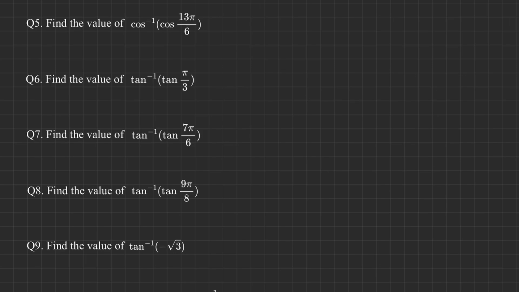So here in question number 5, we have cos inverse cos 13 pi by 6, which is not equal to 13 pi by 6, of course, because 13 pi by 6 does not belong to its principal range. So we will make this as cos inverse cos of 2 pi plus pi by 6, which is 13 pi by 6 only.